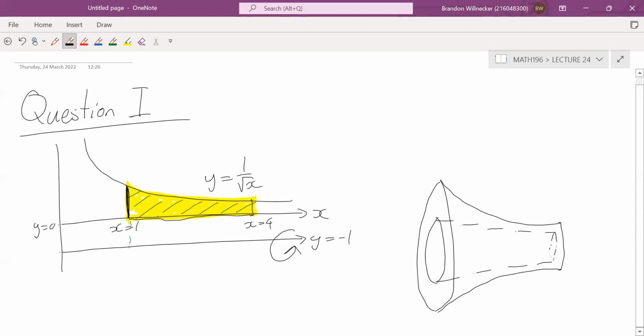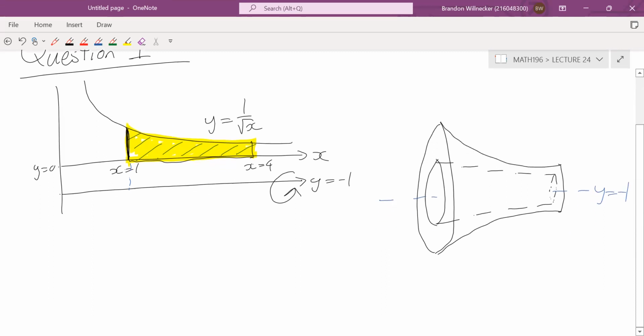Okay, so it's something like that. And then the line y equals -1, that goes right through the middle here. So that's our shape. What we want to do now is find the volume of this.